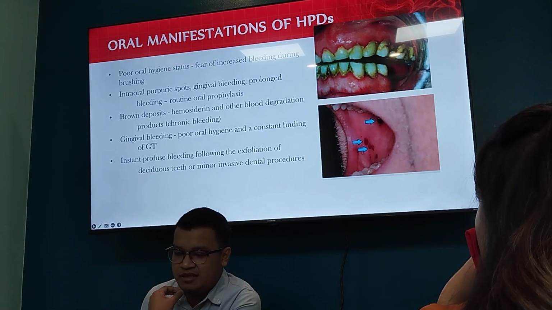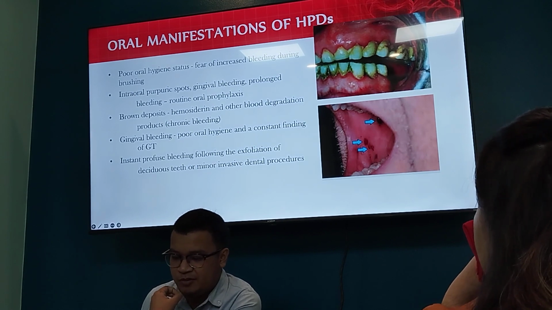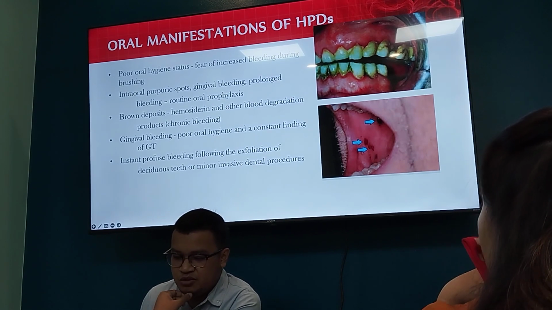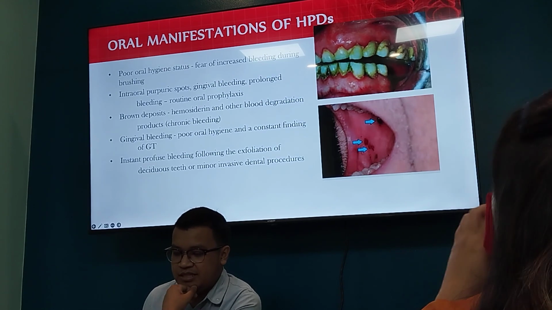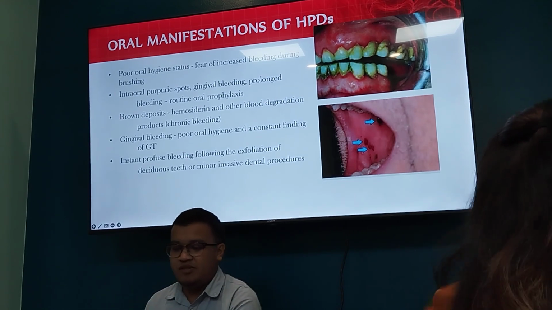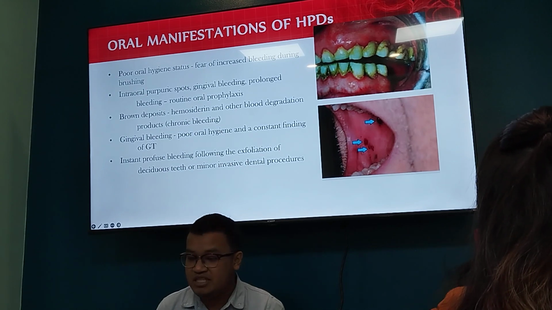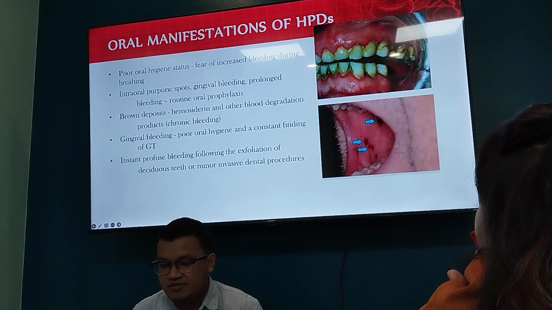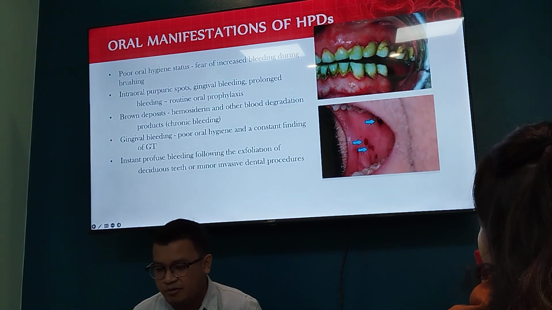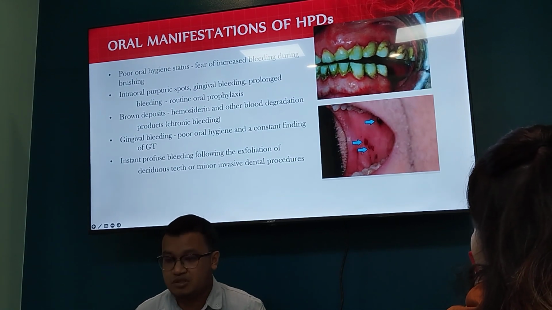Hemosiderin and other blood degradation products can cause brown deposits on the surface of the teeth due to chronic bleeding. Owing to the poor oral hygiene in these patients, frequent episodes of gingival bleeding is a constant finding in GT. Instant profuse bleeding can occur following the exfoliation of the deciduous teeth or minor invasive dental procedures.